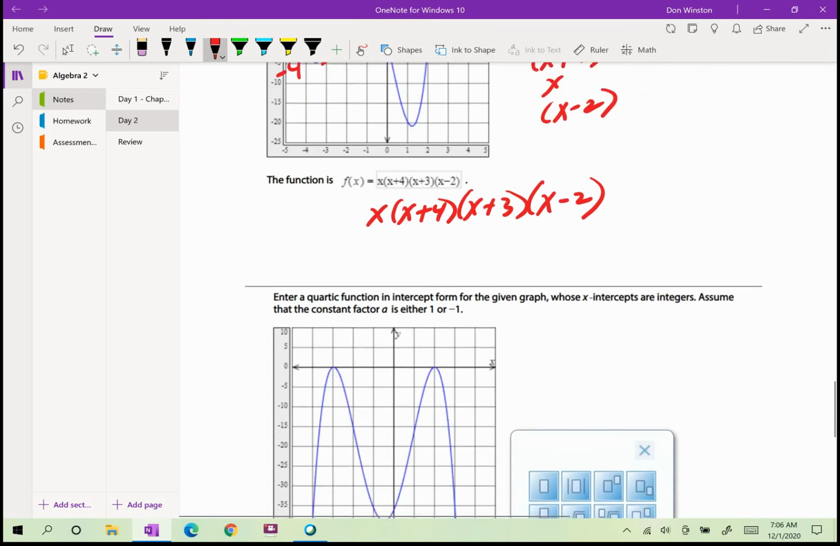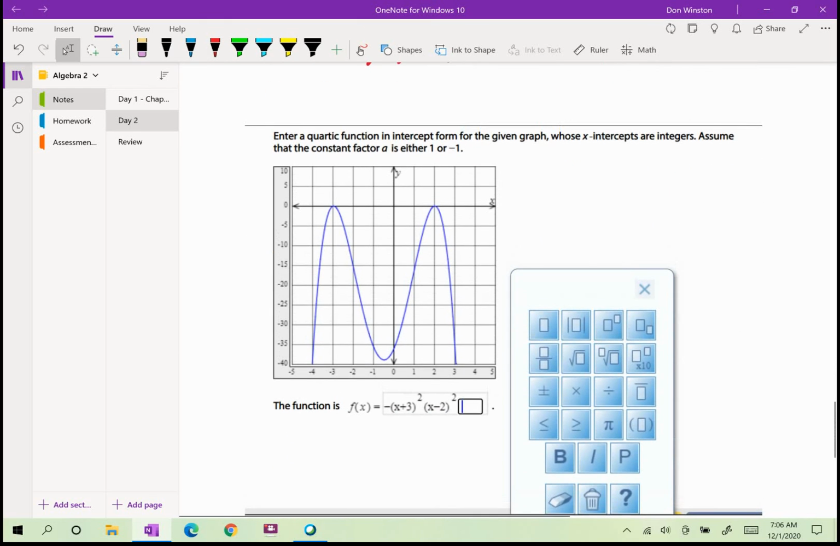And then the last one here, again, the same type of problem. Here I want you to notice that my zero here is 0, 1, 2, 3, so this is -3 for that zero. And then this zero is 2, but they're tangent to the x-axis. They're tangent to the x-axis. So for the zero of -3, my factor in intercept form would be x plus 3, but it would be squared. And then for my zero of 2, it would be x minus 2, and it would be squared.